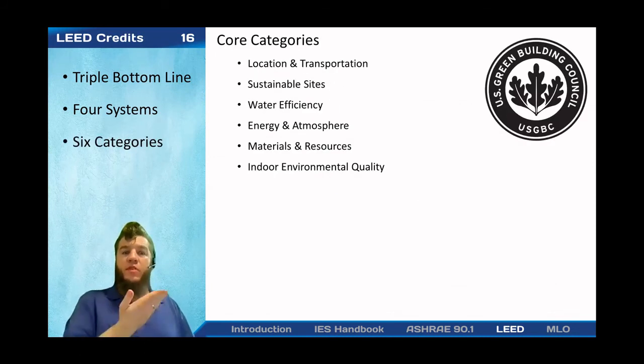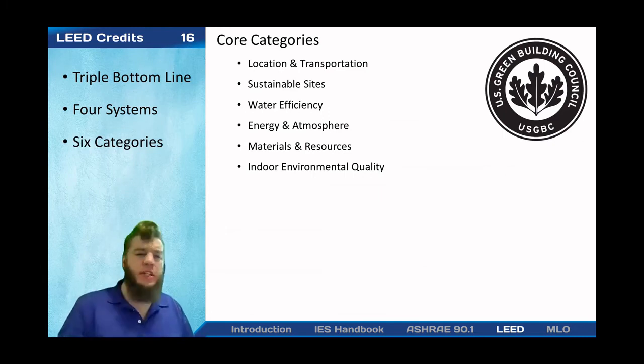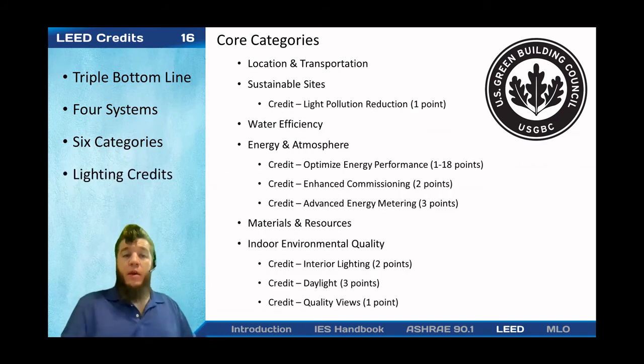Okay, so there are 6 core categories. There's also innovation in design, a regional priority, but I don't want to get into too much detail here. I just want to give you a broader overview of what you would expect to find within LEED. So here's our 6 major categories. And I went ahead and added the lighting related credits here under the categories where they appear. So these are the major credits.